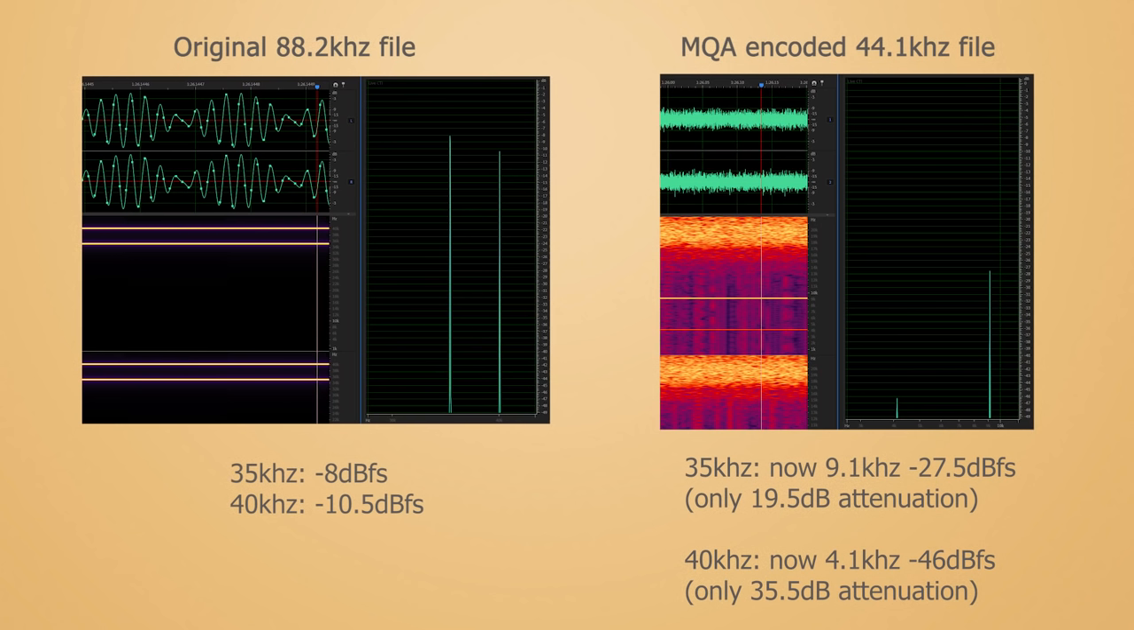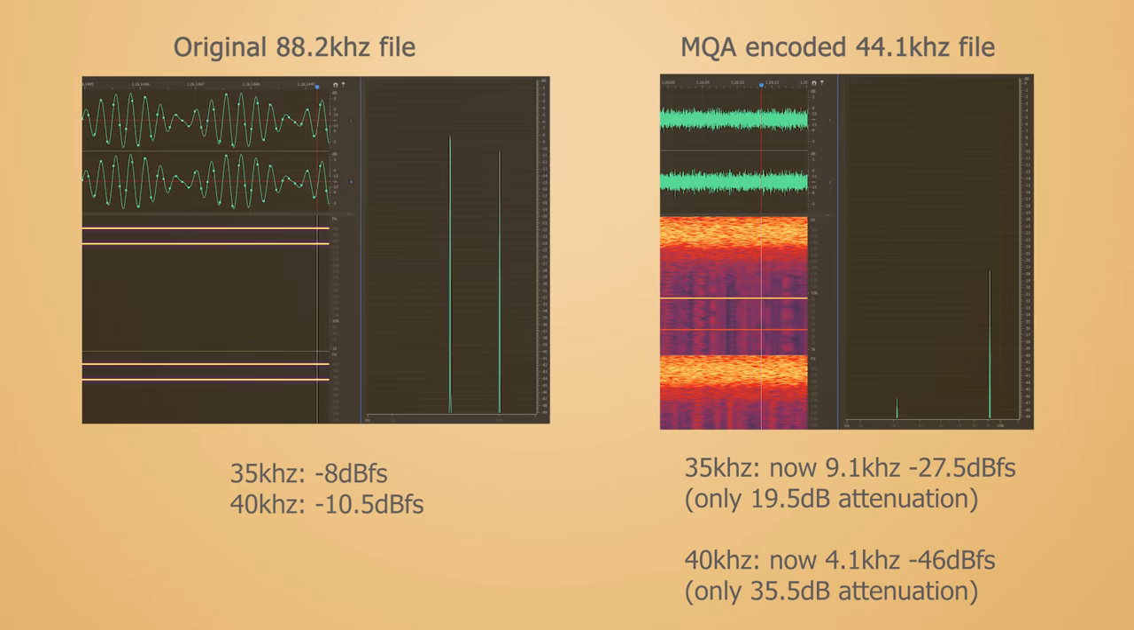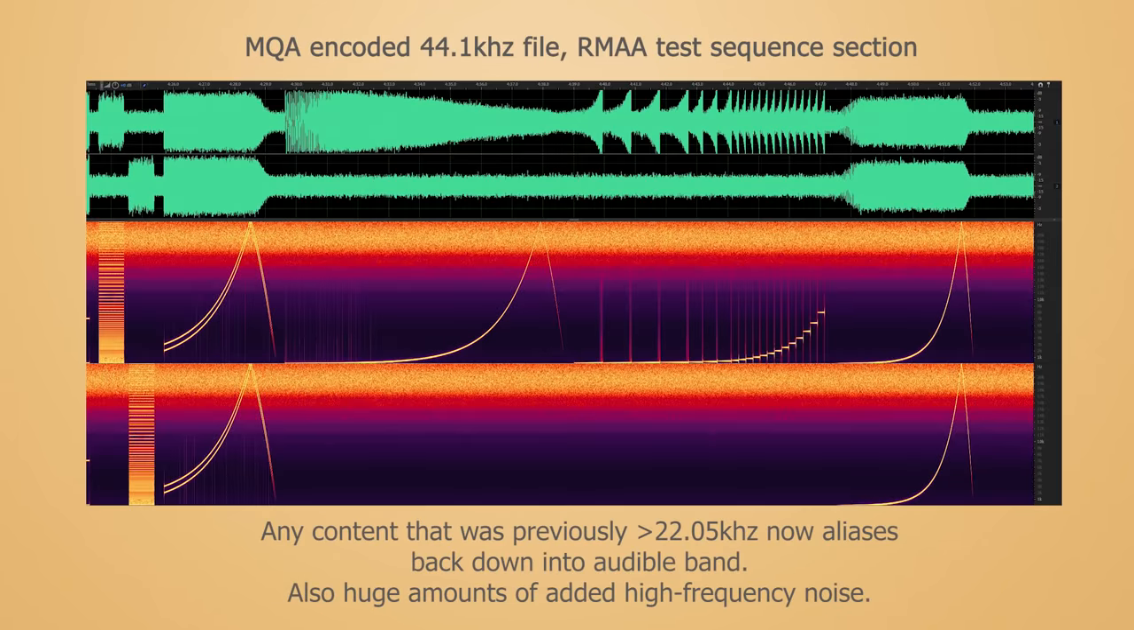In the MQA encoded 44.1 kHz file, these sine tones have been aliased down into the audible band at 9.1 and 4.1 kHz. These are not below the noise floor, these are very audible and have barely been attenuated at all. The same has happened for the sine sweeps in the Rightmark Audio Analyzer test. Once the frequency reaches 22 kHz, it starts moving back down and aliases into the audible band again.